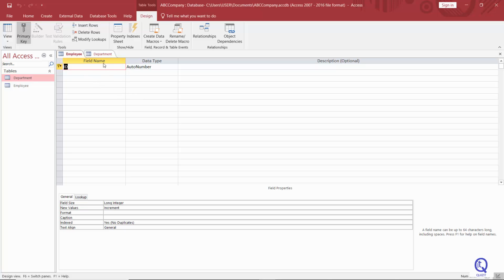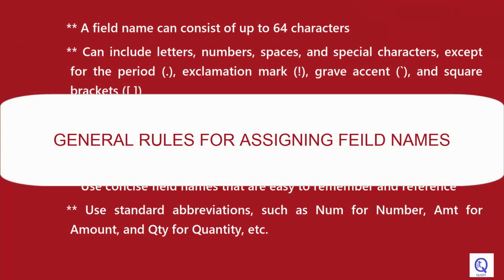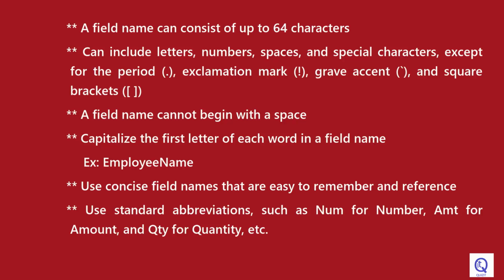Here we have to mention each field name as well as its data type. Field name means the column name. Data type means the type of data that we are going to store within the table. When you are assigning field names for these fields, there are certain guidelines to be followed. A field name can consist of up to 64 characters, including letters, numbers, spaces, and special characters, except period, exclamation mark, grave accent, and square brackets. And also, a field name cannot begin with a space.